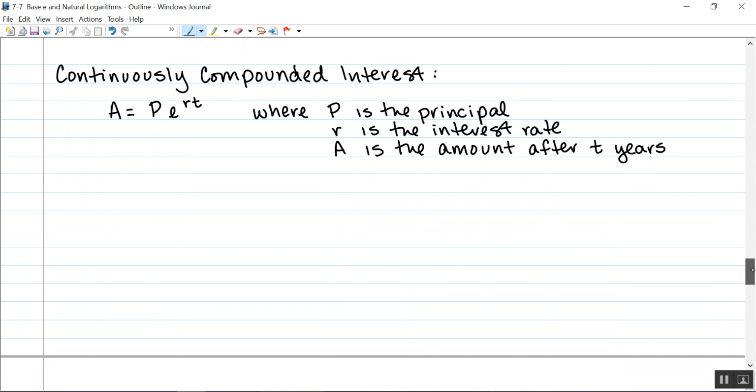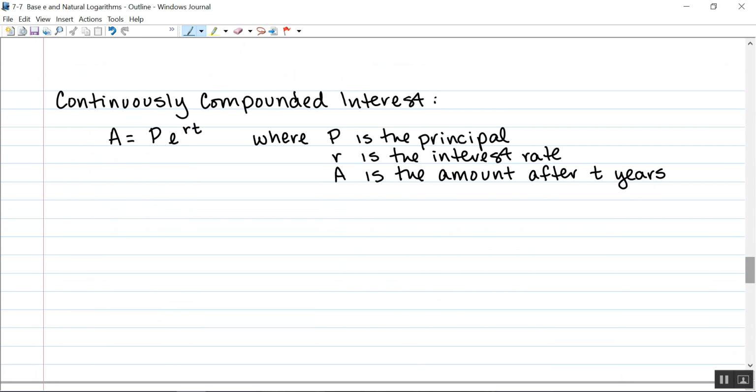So a couple sections ago we had compound interest, but the compounding periods were at different times. There's another formula that we're going to take a look at here called continuously compounded interest. So in other words, the interest on the principal is compounded in a continuous manner. And the formula for that is A equals P times e to the power of r times t, where P is the principal, or the amount invested, r is the interest rate, expressed as a decimal, and A is the amount of money in the account after t number of years.